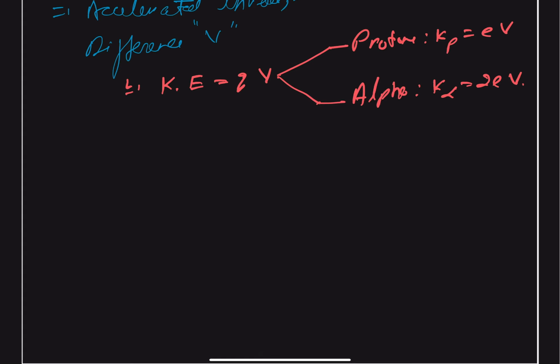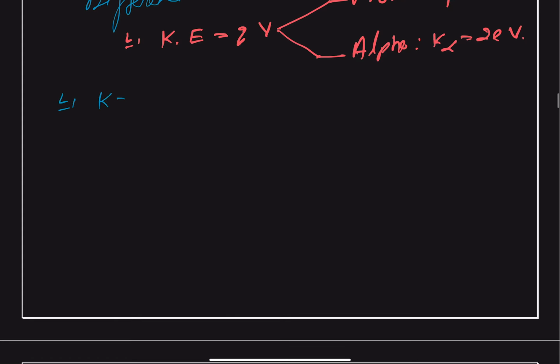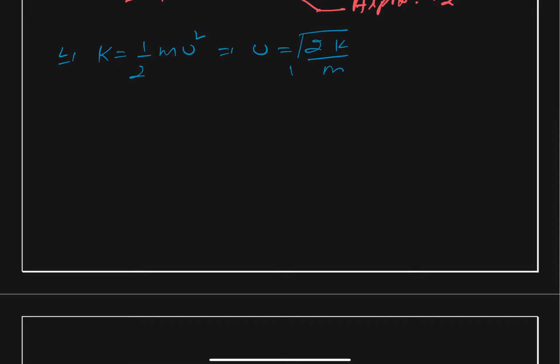And for kinetic energy, our kinetic energy is given as half mv square. Therefore, we can write that our velocity will be equal to the square root of 2 times k divided by m. Once again, we can write the velocity equation for proton as well as alpha particle. So velocity of proton will be equal to the square root of 2 times kinetic energy of proton divided by mass of proton.